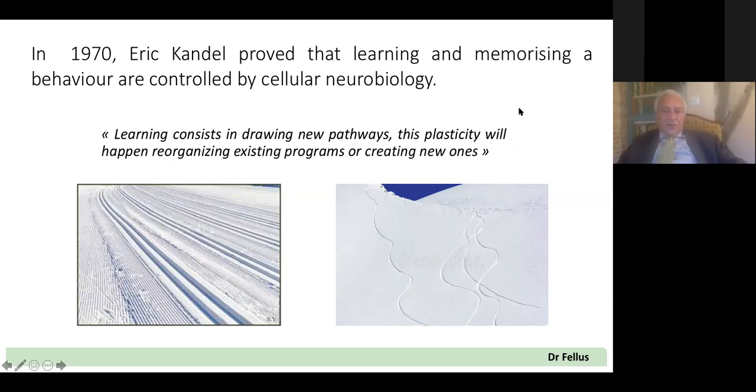And for instance, if we take the example of skiing, reorganizing an existing program is to try to go out of these rails. And it's very difficult when your skis are in this rail to go out. And if you want to go out, the best thing is to go upstairs and to try a new neural pathway from the top in the virgin snow.